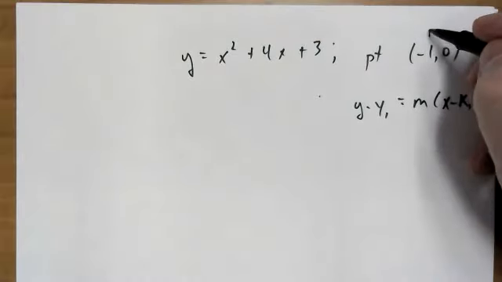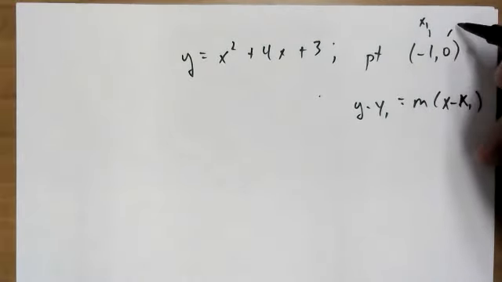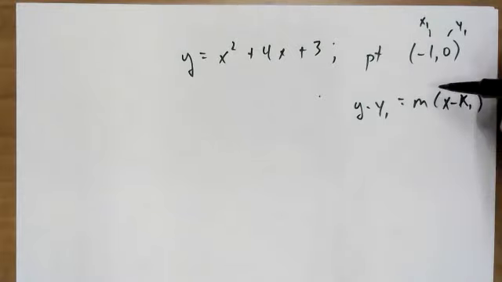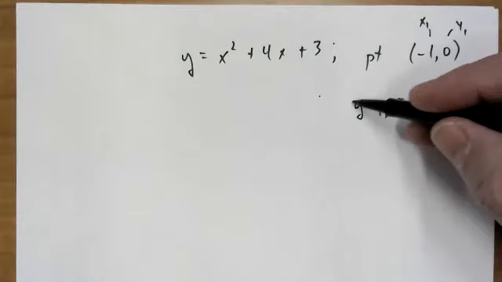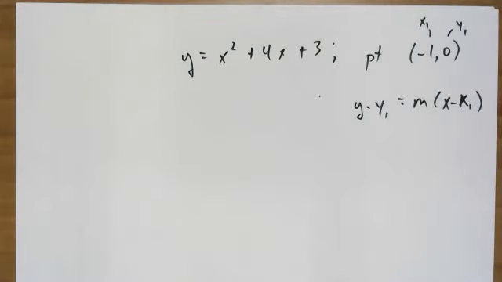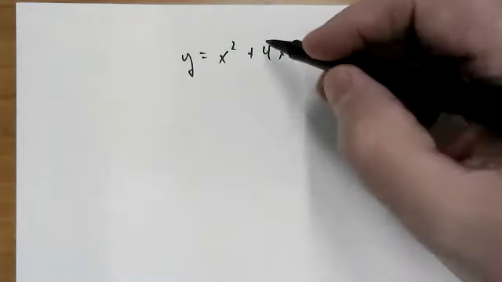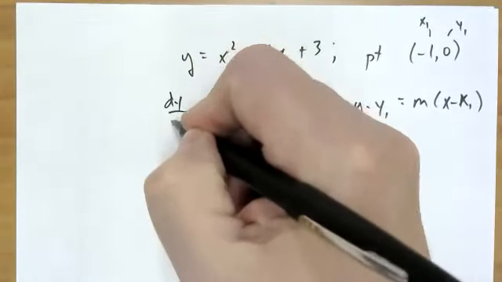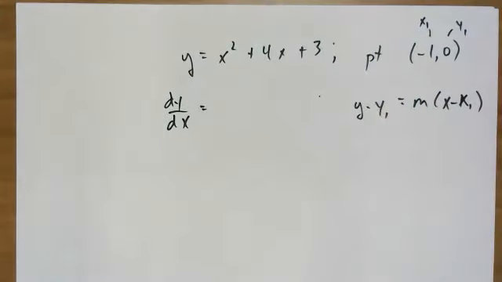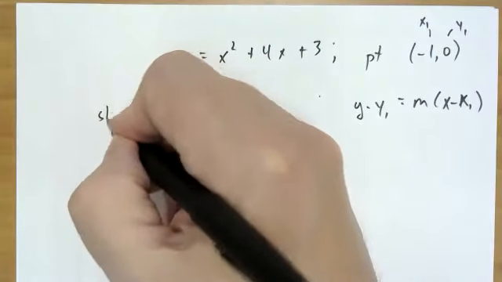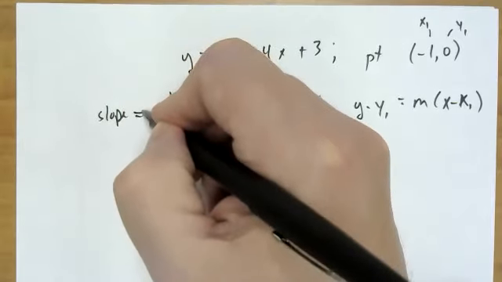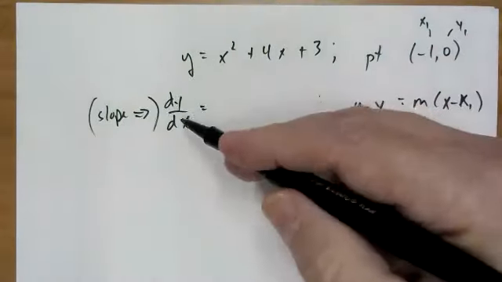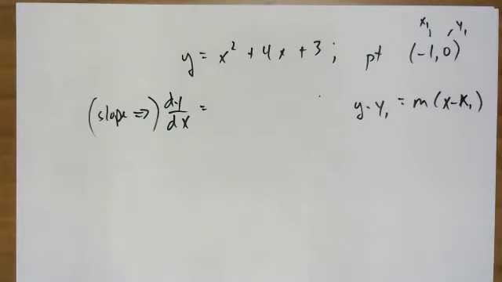So my point, here's x1, here's y1. Now I need to just find the slope of the tangent line, and I can plug things in and I'll have the equation of the tangent line. But the way I'm going to get the slope is I'm going to take this function, this equation, and I'm going to take the derivative. Because once again, when I do that, the derivative is the same thing as the slope.